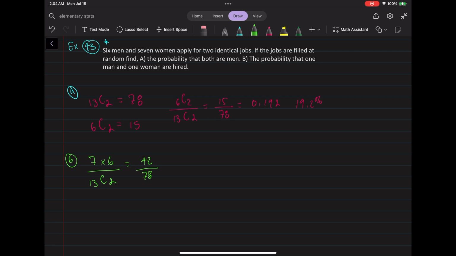I believe it's like 53.8 if I'm not mistaken. Yep. 42 divided by 78 is equal to 0.538 or 53.8%. And that is how you do this problem.